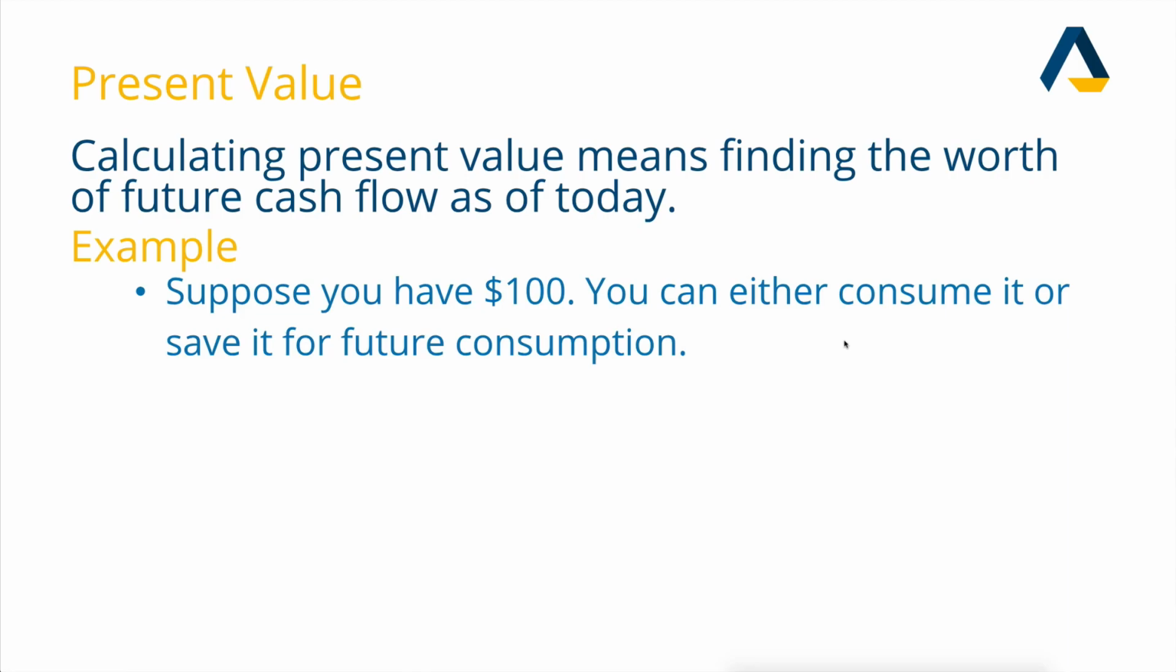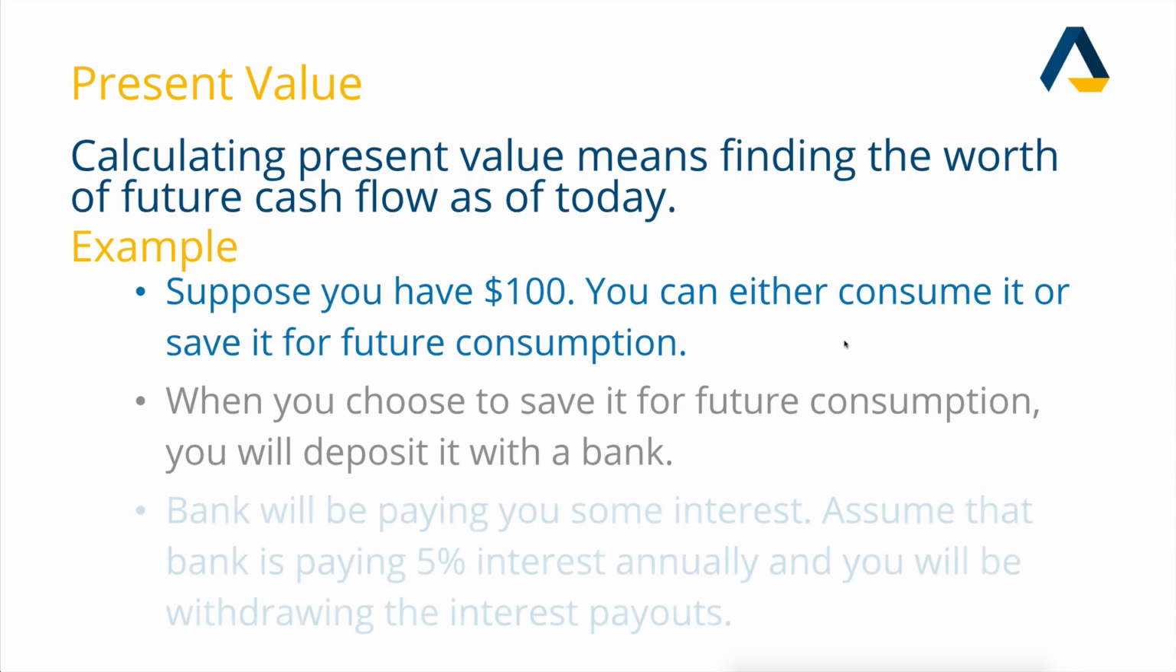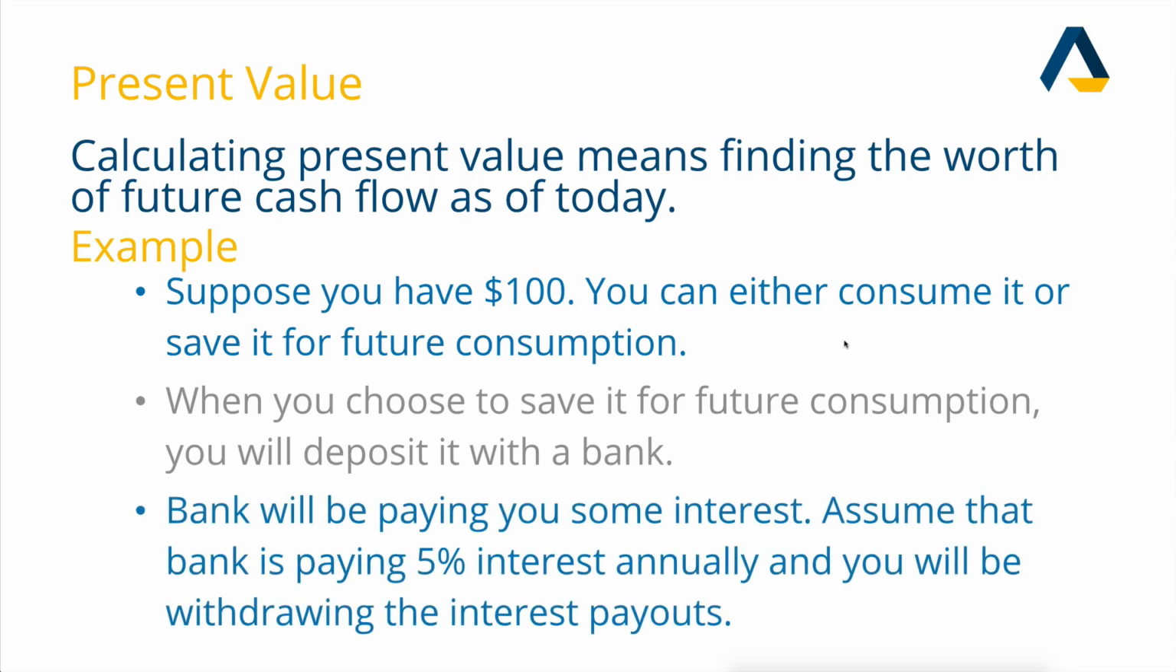So suppose you have $100 today, and you can either consume it or save it for future consumption. When you choose to save it, you will deposit it in a bank, and the bank will be paying you some sort of interest on it. Assume that the bank is paying you 5% interest annually, and you will be withdrawing the interest payouts as the bank starts paying you.